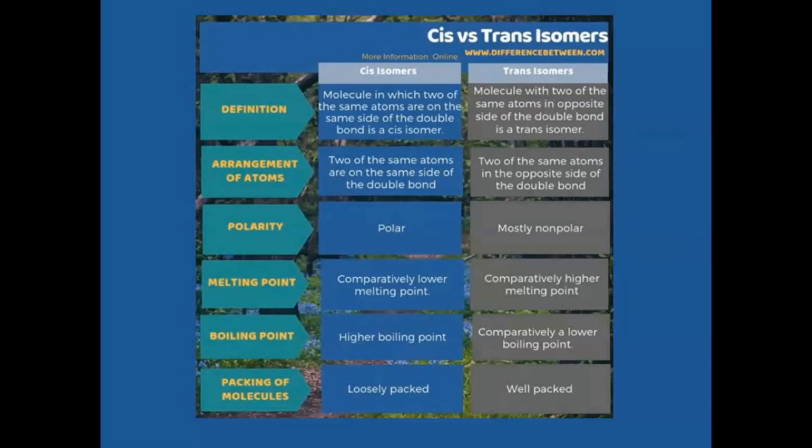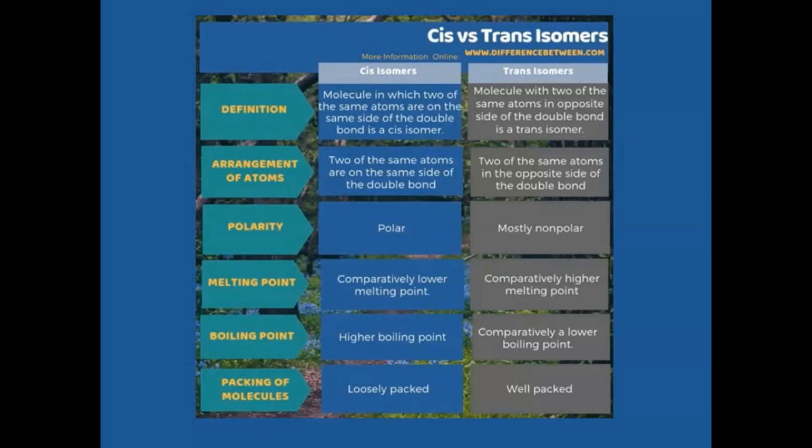Polarity differences. So this is going to make it able to pass through membranes easier or mix with water easier. So a polar molecule, the cis form, is going to mix with water easier. The mostly nonpolar is going to pass through lipid membranes easier because of its nonpolar status. So that's kind of an interesting thing. The melting points are going to be different. Even though they're exact same molecules, with the same numbers of atoms, their physical arrangement is different. So the melting point is going to be lower in the cis form, and in the trans form it is going to be a higher melting point.